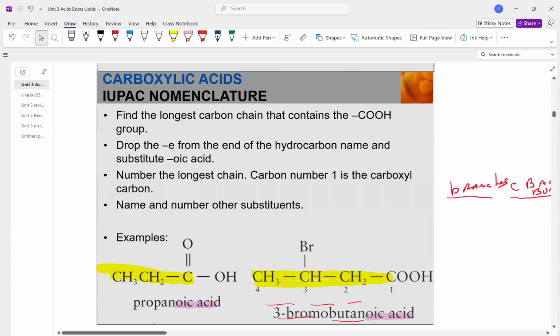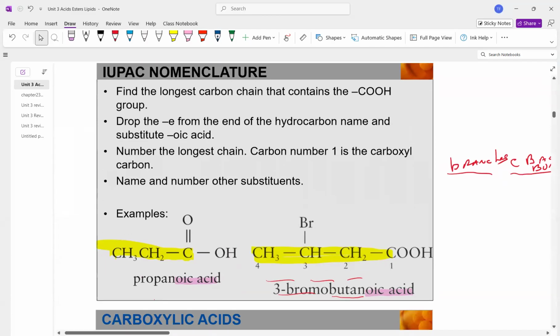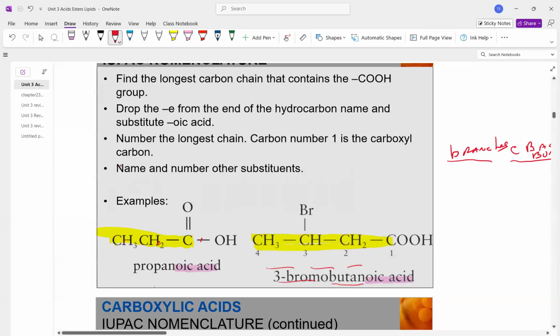So we're going to identify our carbon backbone. And when we get into esters, there's going to be a secondary backbone like we had in Unit 2. So frequently you'll have 2 backbones. I always do yellow for the main one and pink for the secondary one. So you find the longest chain. Here we have 3 carbons, so that's a propane base, oic acid. So propanoic acid.